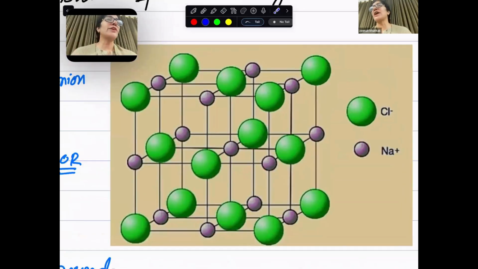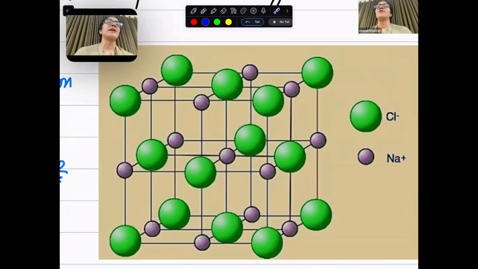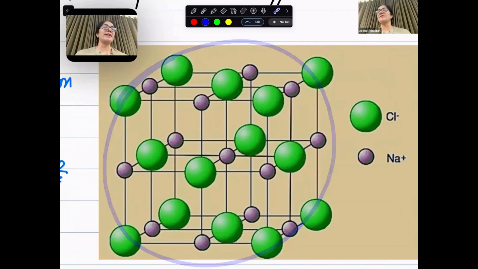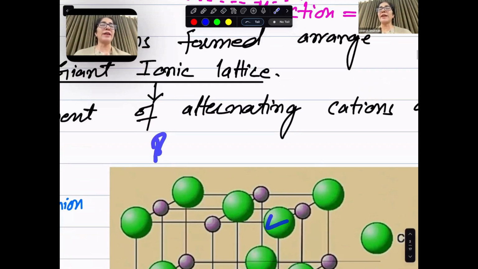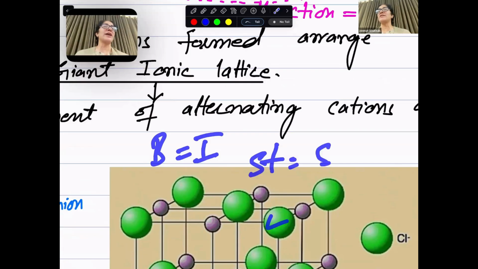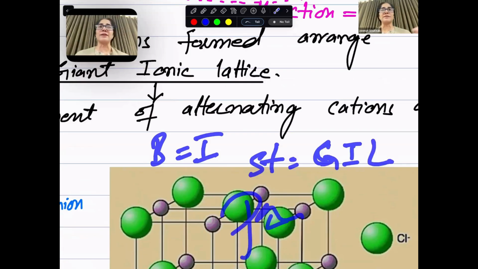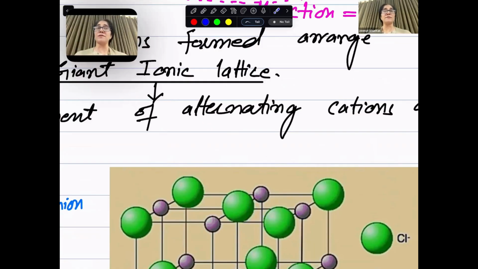So ionic compounds have which bond? Ionic. The structure is what? A giant ionic lattice, made up of what? Ions. Three points: bonding is ionic, structure is giant ionic lattice, and the particles are ions.